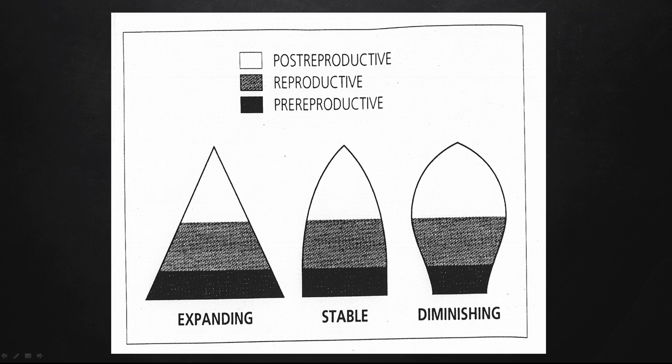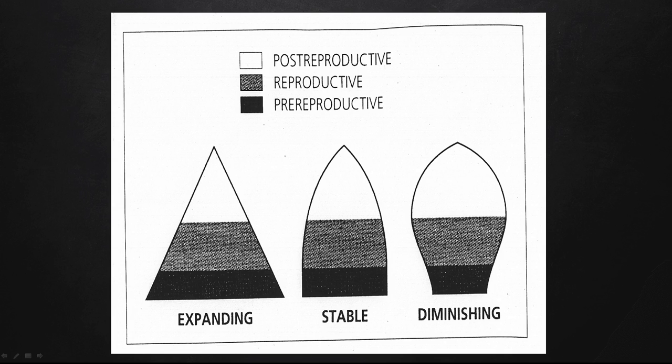So there are three basic shapes of a population pyramid that we should know. First, let's briefly look at the bottom shaded area. This is the pre-reproductive, or young children, usually 14 years of age and under. Reproductive are people between the ages of 15 and 49, and post-reproductive are people over the age of 49. So now let's take a look at what each of these three shapes represents.